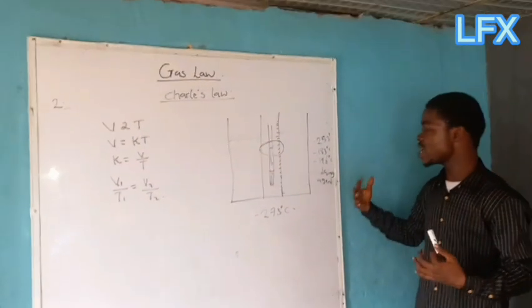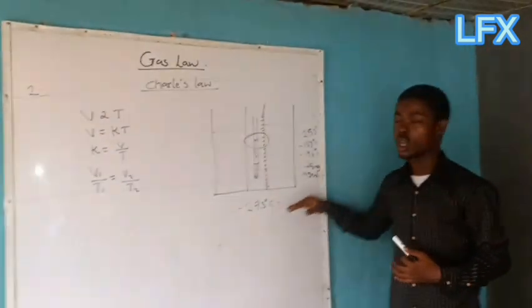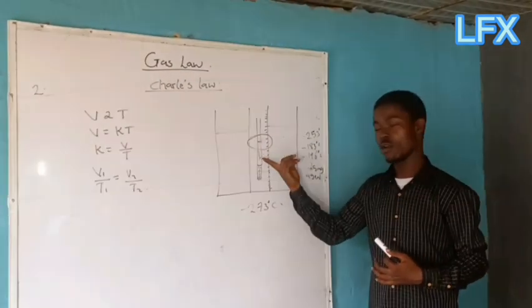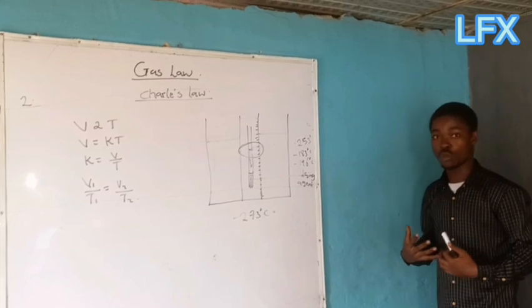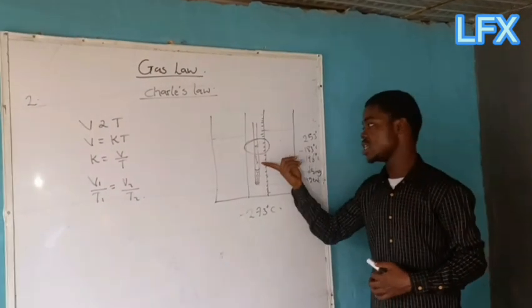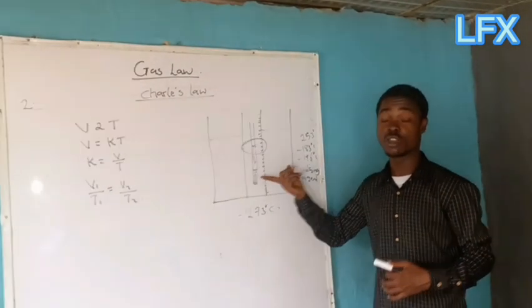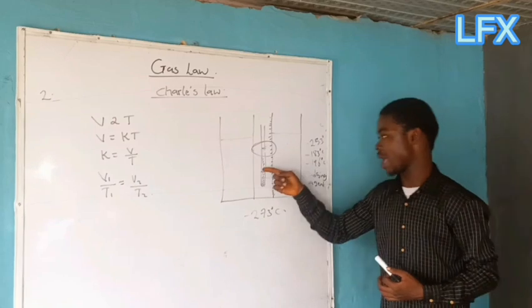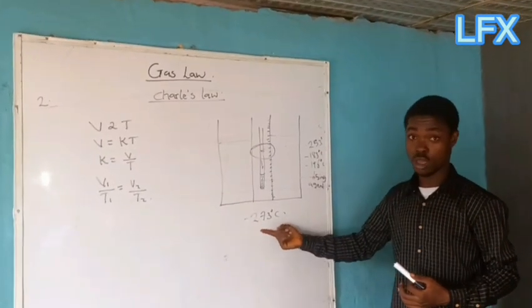But if there is any gas that refuses to turn to liquid before minus 273 degrees Celsius, the gas disappears from this capillary tube. So that's what is called absolute zero temperature. Absolute zero temperature is the temperature when the volume of the gas is 0 centimeter cube. So when there's no gas here, what is the temperature?